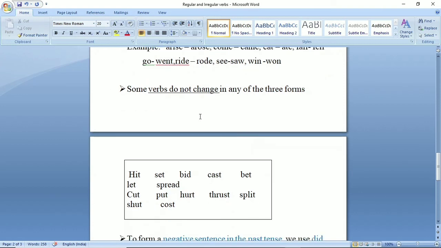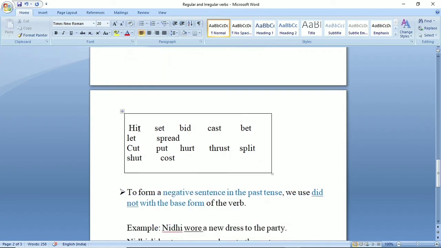Now the question comes, are there any verbs which do not change their form in any tense? For example, hit, sat, bit, cast, bet, let, spread, cut, put, hurt, thirst, split, shut, coast. These are some of the verbs that do not change. Their spelling and pronunciation remain the same in all 3 forms of the verb, right?